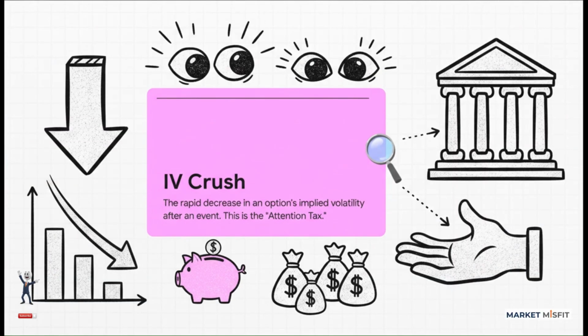You know, this phenomenon, it has a name. It's called IV crush. And it's not some accident. It's a feature of the market. It's the tax you pay for buying an option when everyone's attention is at its absolute peak. And guess what? Institutions are on the other side of that trade, selling you that overpriced insurance.